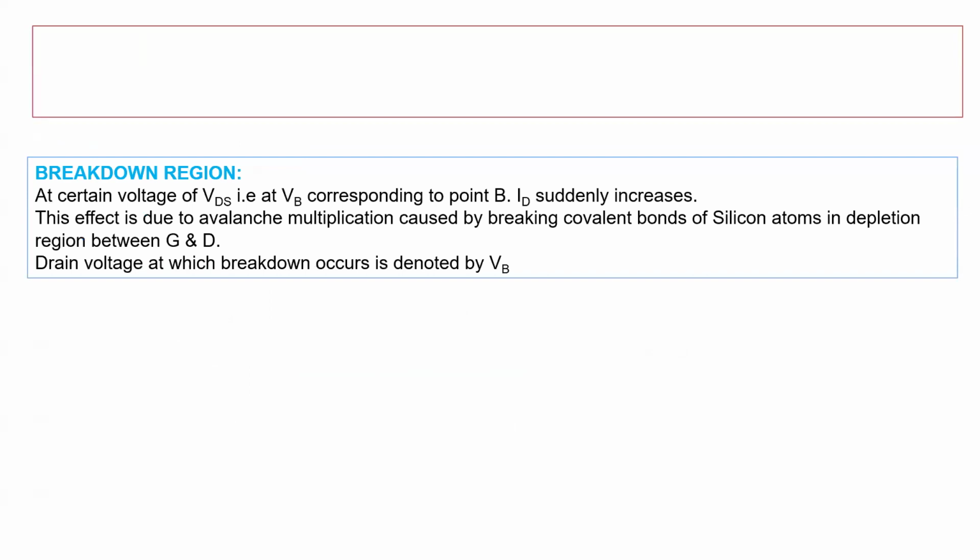And the last one, the breakdown region: at a certain voltage of VDS, that is at VB, corresponding to point B, ID suddenly increases. This effect is due to avalanche multiplication caused by breaking the covalent bonds of silicon atoms in the depletion region between the gate and the drain. So the drain voltage at which breakdown occurs is denoted as the breakdown voltage, and there is a sudden increase in the current after that breakdown voltage.